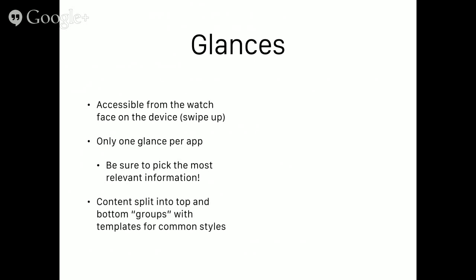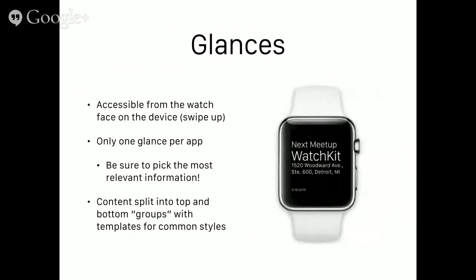And it splits the content into top and bottom groups where you can add certain elements to it. So here is an example of a glance. We have our top area that says next meetup, and then our details about it right here. It's called WatchKit. It's here and it's today. So you'll probably want to make a prettier glance than that. But as they're swiping through, they just get a quick taste of the information in your app.